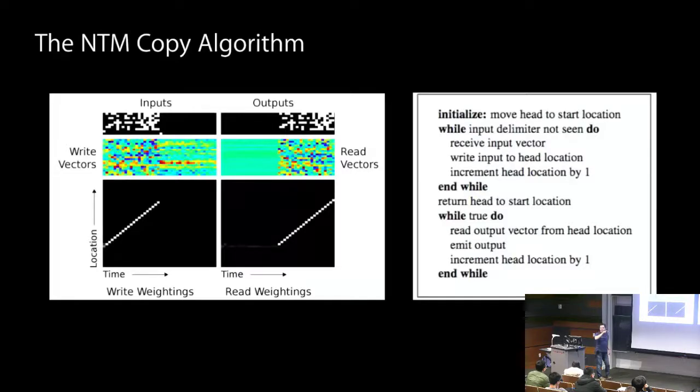And this is your weighting, your W's. And the W's become very concentrated at a particular location. So it basically says at this location store this vector, at this location store this vector, and so forth. And then the model learns that once you need to output, it goes to this location, retrieves from the memory what the thing is, and outputs it.